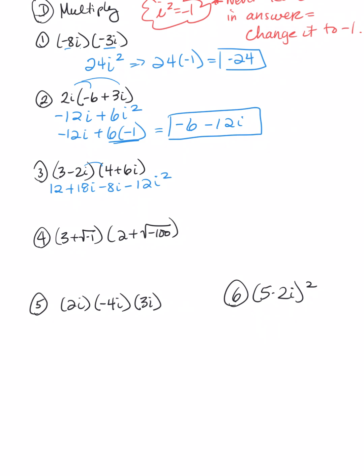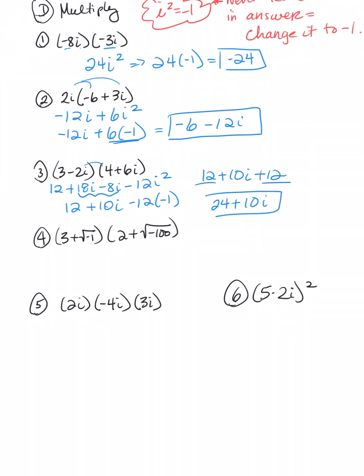All right, let's combine our like terms right here. That would give me 18 minus 8 is 10i. Now, look at this -12i squared. I need to replace i squared with a -1 and then multiply it out. So what does this become? Well, this becomes 12 plus 10i plus 12. So now I can combine like terms yet again and get 24 plus 10i.